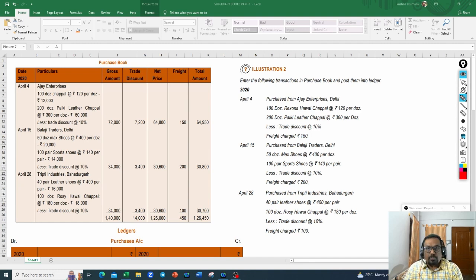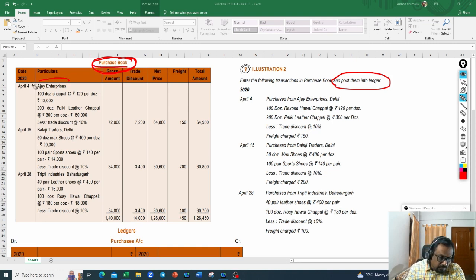In this purchase book, he is asking us to post them into the ledger as well. How do we post it? Since we have prepared a purchase book, we have to prepare the purchase account. I'm explaining in detail how to prepare the ledger here. First, go ahead with purchases. What is here? Purchase book. Since there is a purchase book, you need to maintain a purchase account. So purchase account is one account you need to maintain.